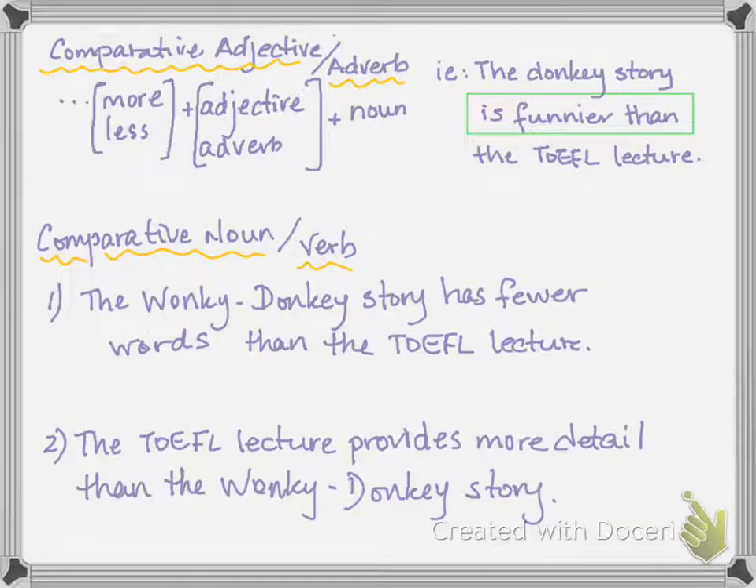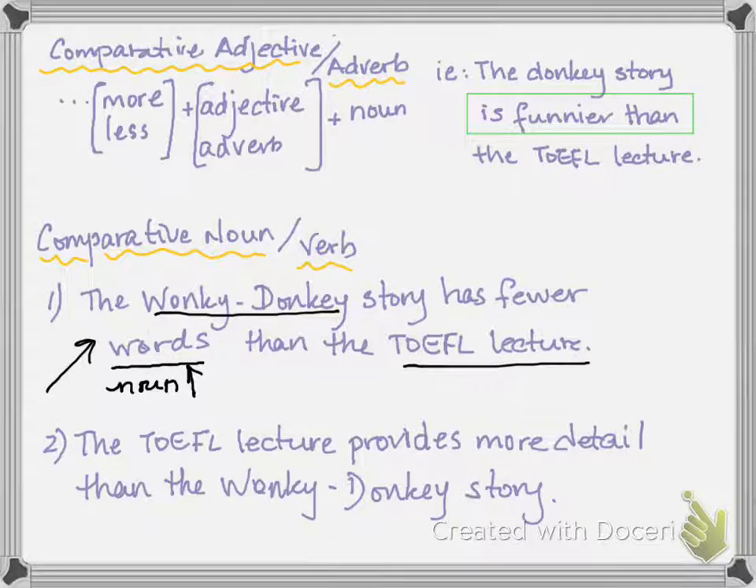Now when we want to compare the two recordings or the two videos using nouns and verbs, we have a different kind of sentence. Let's have a look down here at number 1. The Wonky Donkey story has fewer words than the TOEFL lecture. What kind of word is words? Is it a noun, verb, adjective, adverb? Yeah, it's a noun. So this sentence is comparing the nouns, the words in the Wonky Donkey story compared to the words in the TOEFL lecture. And we can see the comparative structure right here.